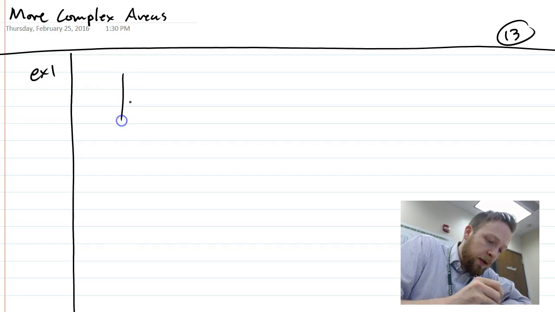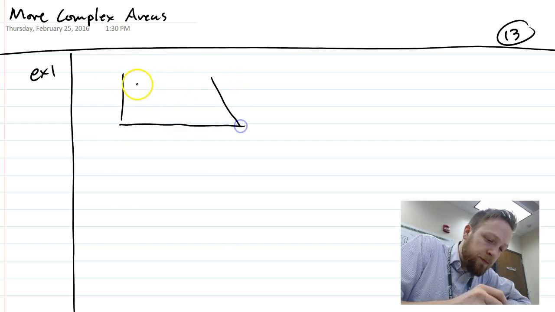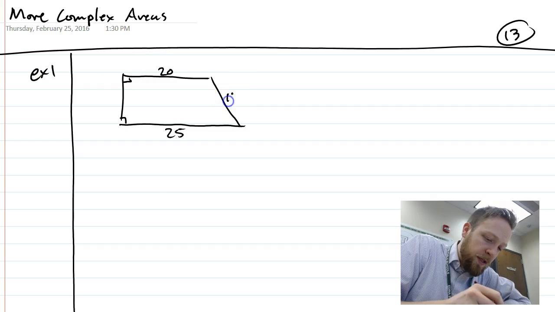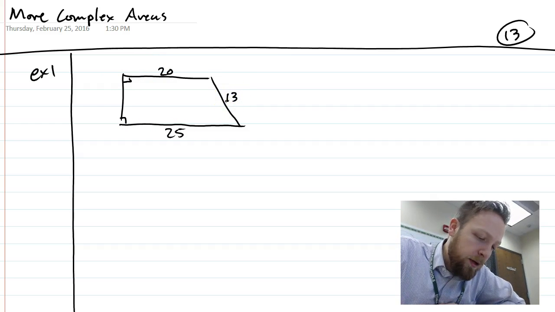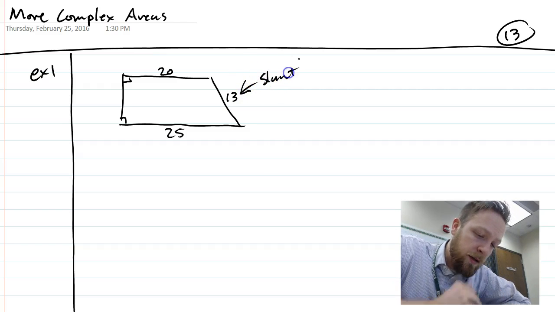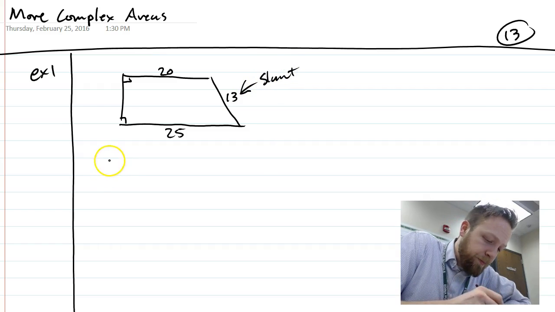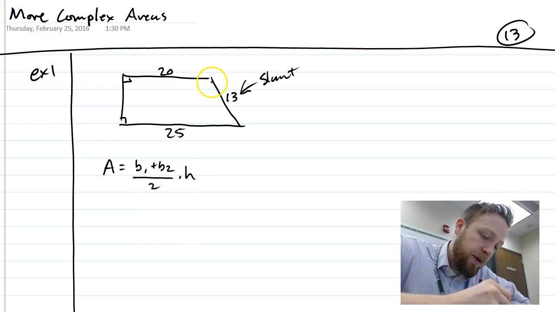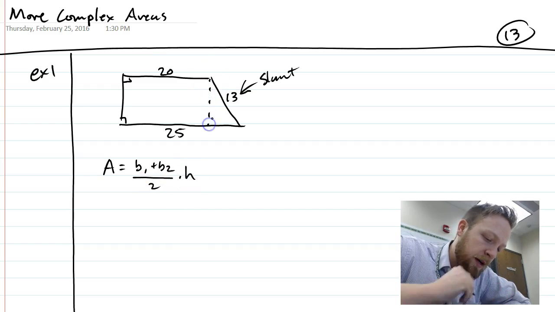The first one, let's draw a trapezoid like this. 20 is on top, 25 is on the bottom, and we have 13 on the side. Now someone might just automatically go into that and start calculating area with 13 as the height. But remember, this is the slant height. So we can't use that for h. But I'll still write b1 plus b2 divided by 2 times h. The problem is now we have to figure out the height.